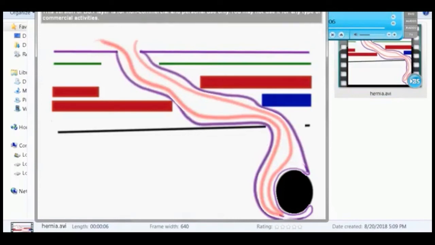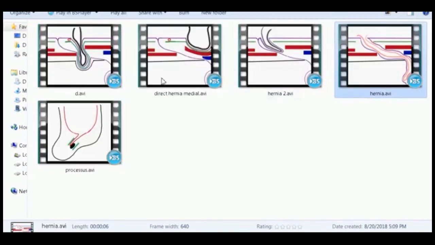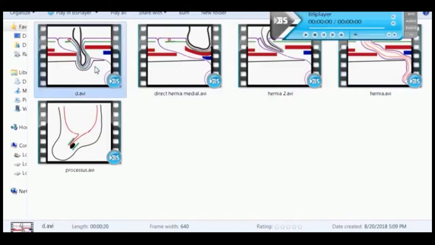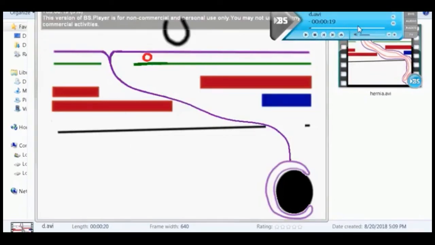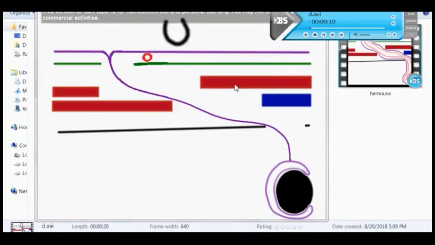Okay. What about the direct type of inguinal hernia? The direct type comes through this area, the floor of the inguinal triangle. If you remember this, I will show you again in this video here. This is the floor of the inguinal triangle. The medial part of the inguinal triangle has fascia transversalis and conjoint tendon. The lateral part of the inguinal triangle has fascia transversalis only.